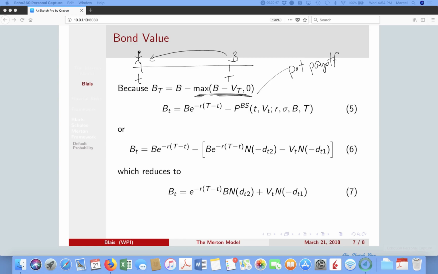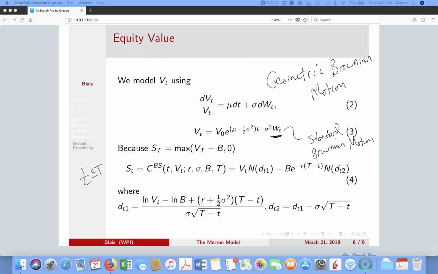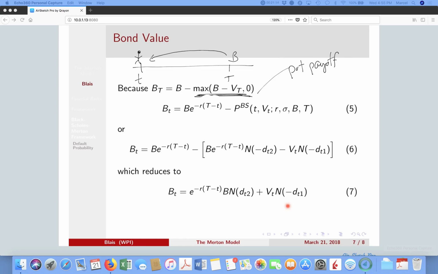Okay, so we haven't really used this in terms of something like prediction of default or something we can say about default. That will be next. But up until this point, we can use this structure of this bond to come up with the arbitrage-free value for the equity of the firm and the arbitrage-free value for the debt or the bond of the firm at time little t prior to maturity of the bond.